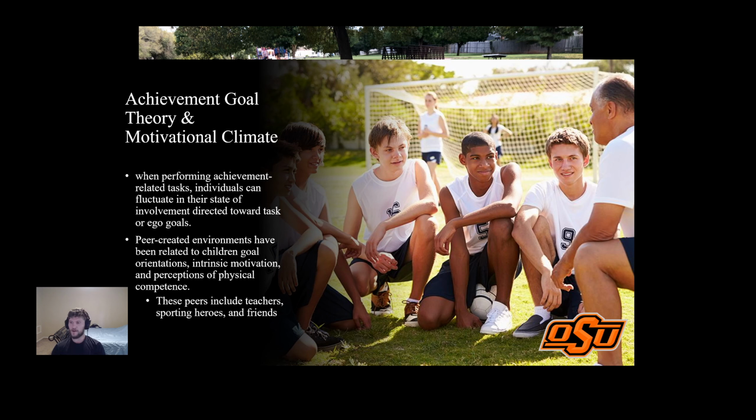Of these peer-created environments that we have, they relate to the children's goals and how they originate those goals, what their intrinsic motivations look like, and perception of physical competence. These peers include teachers, sporting heroes, friends. And then each of these, the physical competence, the intrinsic motivations, and environment, all influence each other dependently. So it's not step 1, step 2, step 3. It's like a circle, and we have arrows pointing to each one.